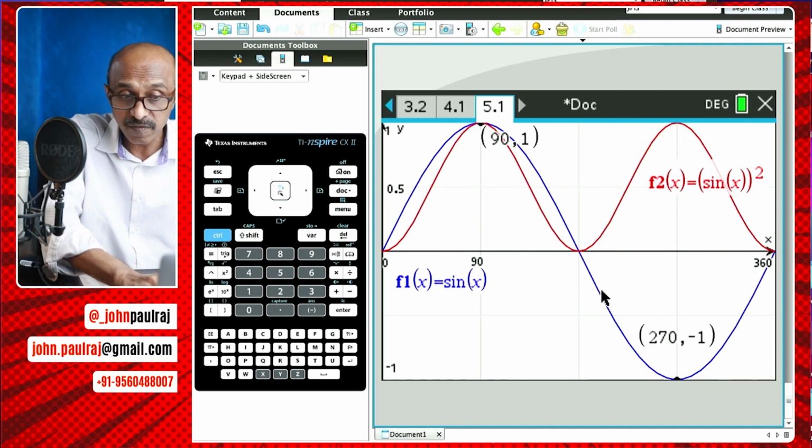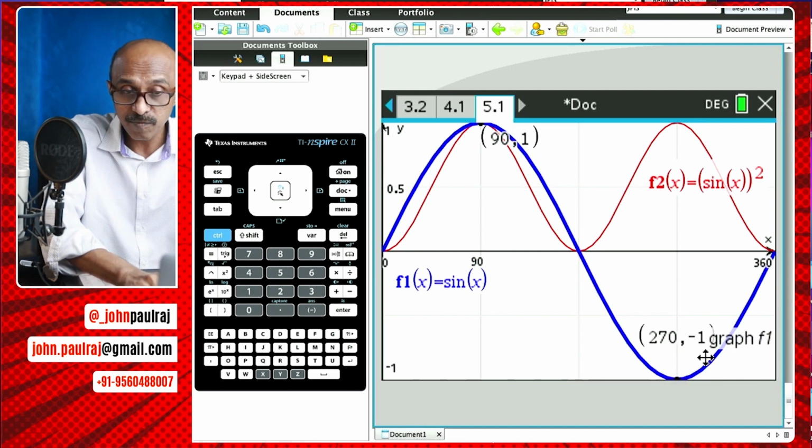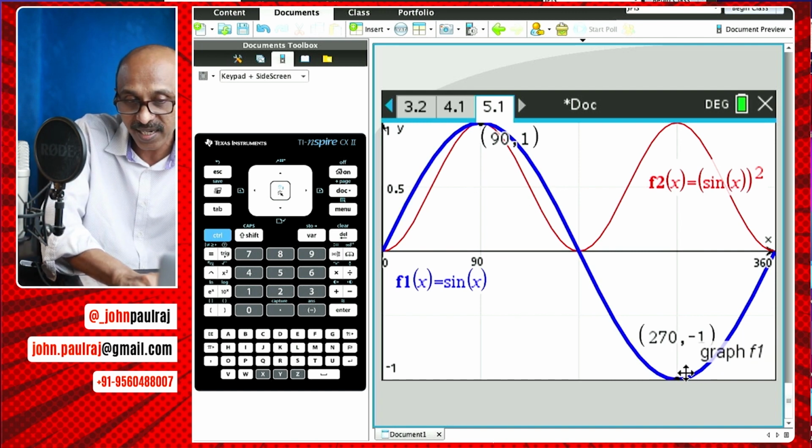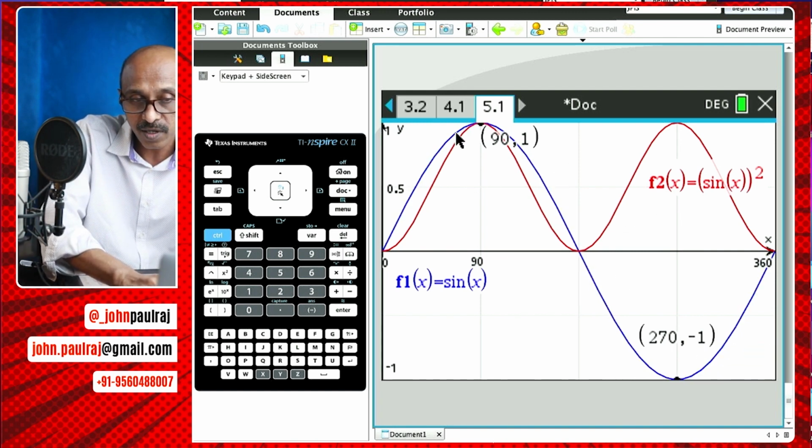Okay, the range for the blue graph, which is sine x, has to be from y values. Sorry, we're looking for the y values. As I said, it's the y values, not 270 or 90. You're looking at the y values, which is -1 to 1. And for the red graph, which is sine of x square, it is going from 0 to 1.